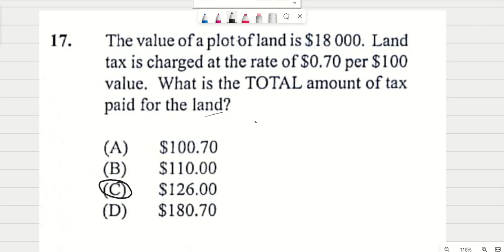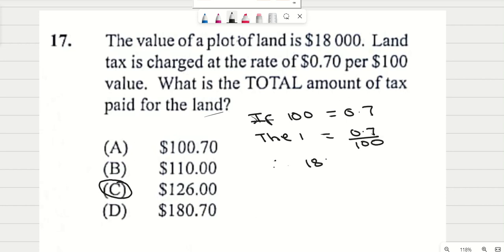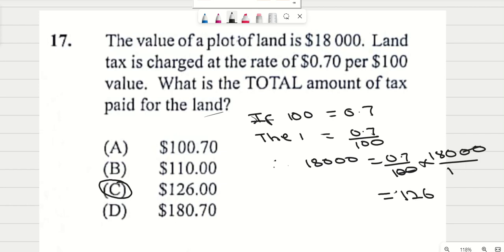If you don't know how to do this question, let's do it. They said if $100 is equal to 0.7 or 70 cents, then 1 is equal to 0.7 divided by 100. Therefore, we want to find out how much is 18,000, which is 0.7 over 100 multiplied by 18,000. Cross out the 2 zeros, you get 180 by 7. If you multiply it, you're going to get $126. And that is how you would do this question.